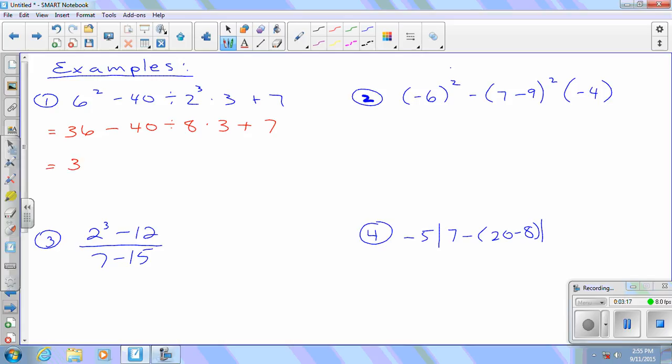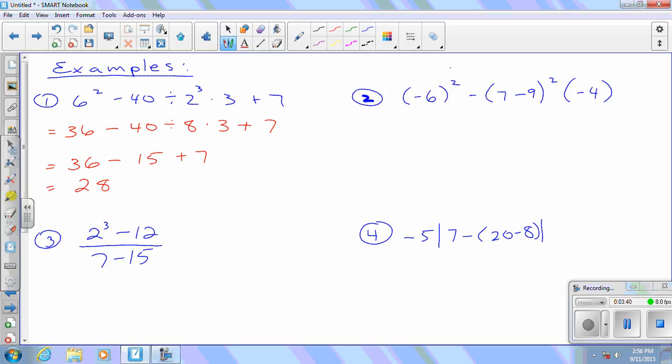So we'll still have the 36. We're still going to be subtracting something, but we've got 40 divided by 8, which is 5. 5 times 3 is 15. So it'll be 36 minus 15 plus 7, which will give us 21 plus 7 is 28.